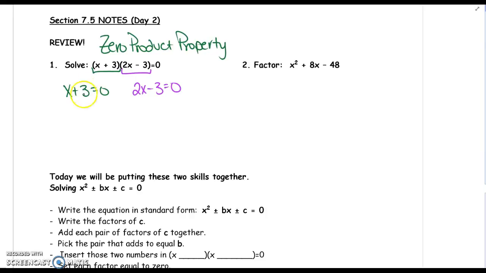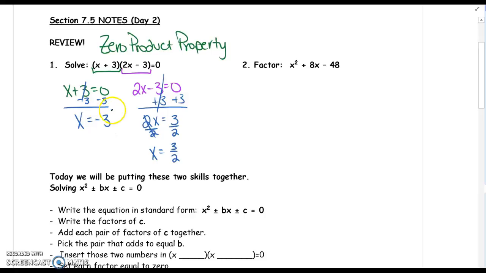So the first equation, we would subtract 3 on both sides to get x equals negative 3. And the 2x minus 3 equation, we would add 3 on both sides to get 2x equals 3, and then we would divide by 2 to get x equals 3 halves. So our two solutions would be negative 3 and 3 halves. Do you remember that from like a week and a half ago?